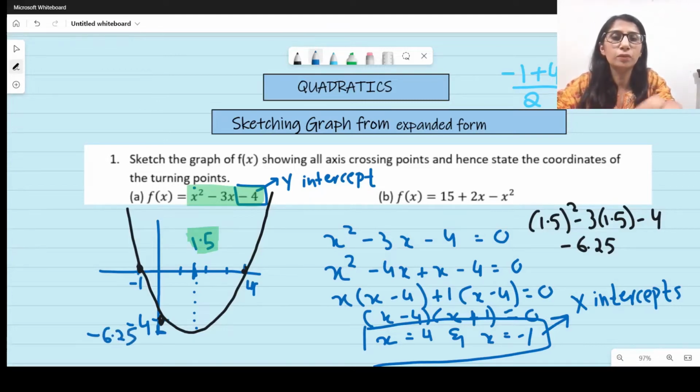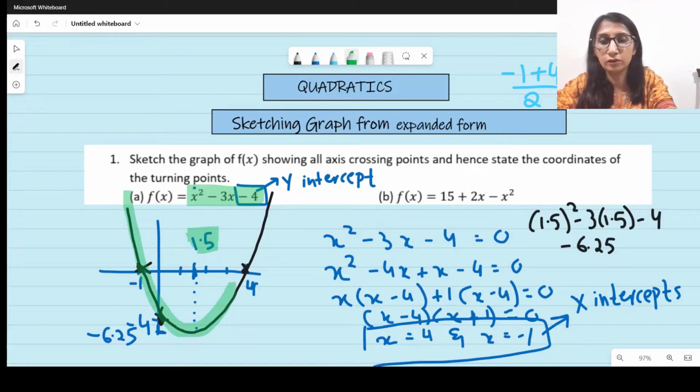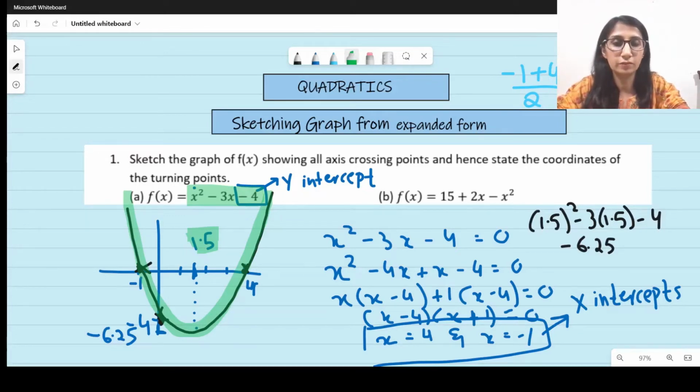Now you might not be asked to find the coordinates of the turning point. Then it would be just good enough to make a graph like this. There's no need to find the turning point. But if you're asked to find the turning point as well, then you find it by the method that I just showed you. So this is part A of sketching a graph from an expanded form.